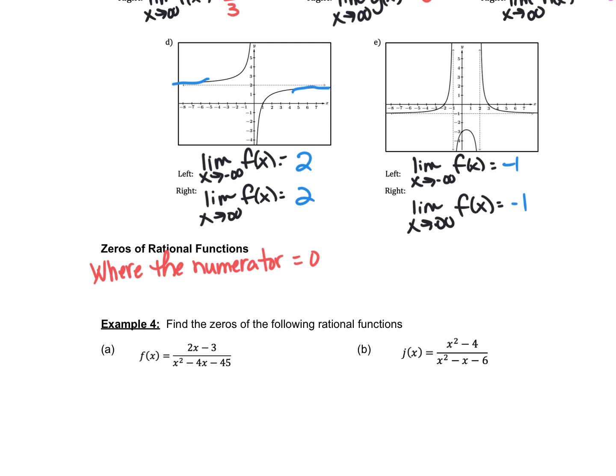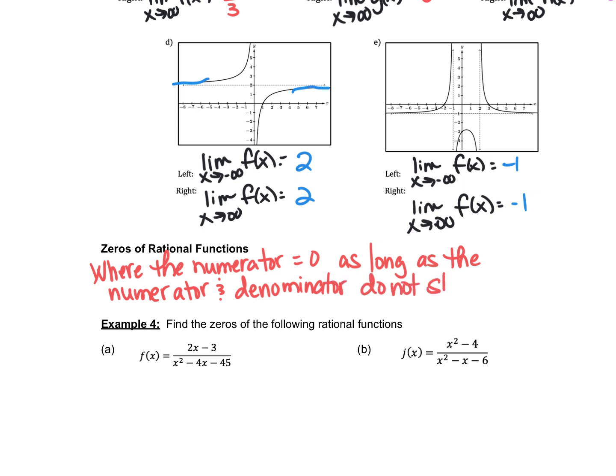As long as the numerator and denominator do not share factors. So we find zeros of a rational function where the numerator is equal to 0, as long as the numerator and denominator do not share factors. That creates something called a hole, and we'll learn more about that in the next lesson.